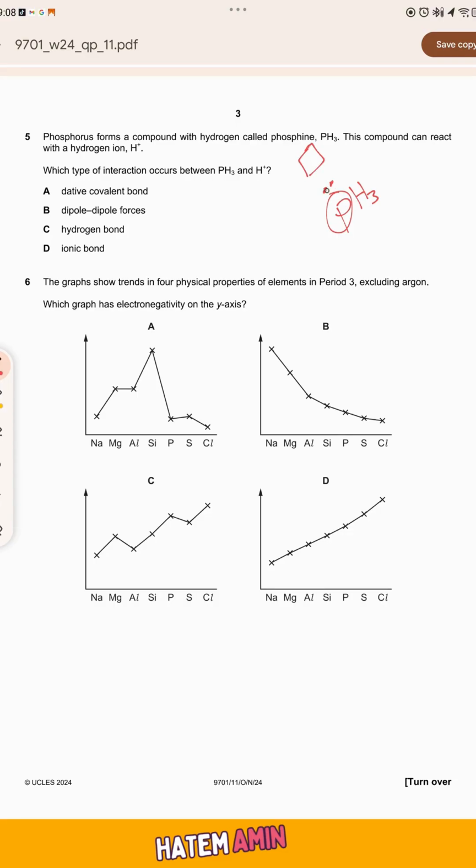And this kind of covalent bond is called a dative bond, as the two electrons came from one element, not from both of the two elements, and the other element should be empty, or have at least one subshell empty. And these conditions are available here in this question. This is H plus, and here is this phosphine, and this bond is called a dative bond. So the right answer is A, dative bond. Thank you.